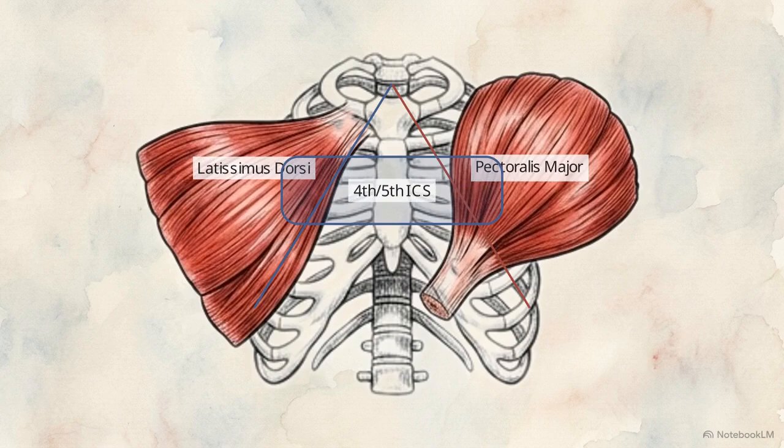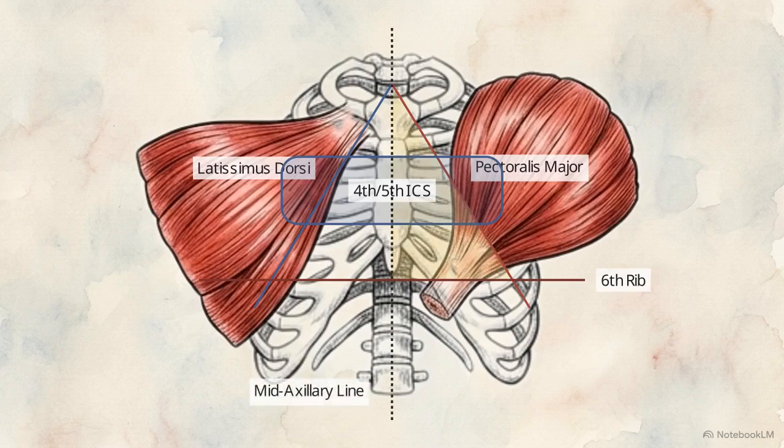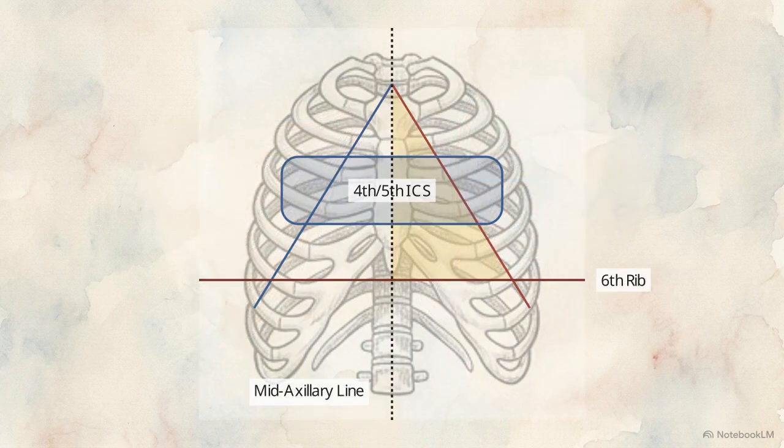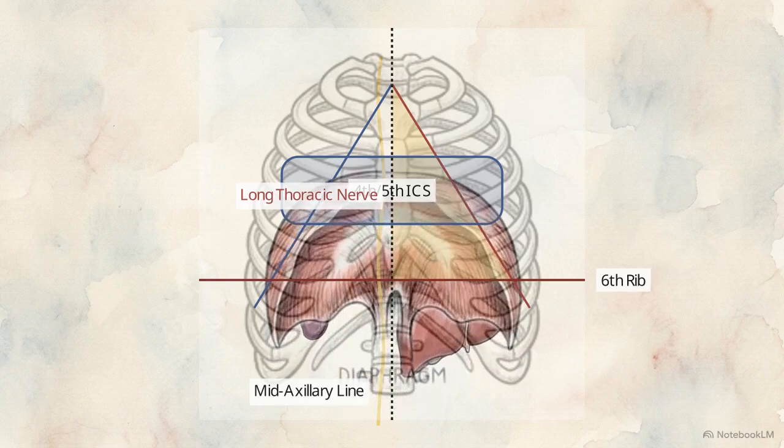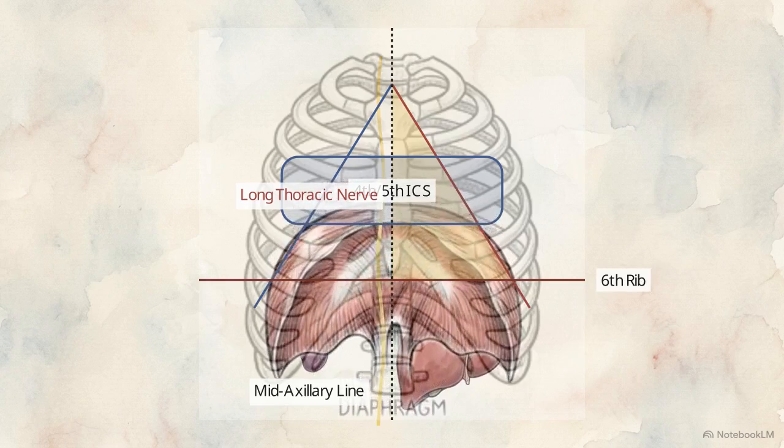We establish the inferior and superior limitations by targeting the 4th or 5th intercostal space. The operator must strictly remain above the 6th rib and keep the insertion point anterior to the mid-axillary line. These exact borders have clear clinical justifications. Staying anterior to the mid-axillary line protects the long thoracic nerve. Staying strictly above the 6th rib ensures you clear the upward diaphragmatic excursion and the underlying liver and spleen.